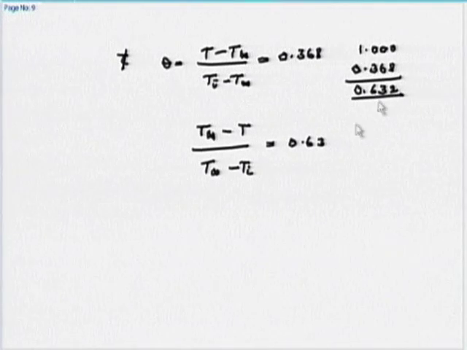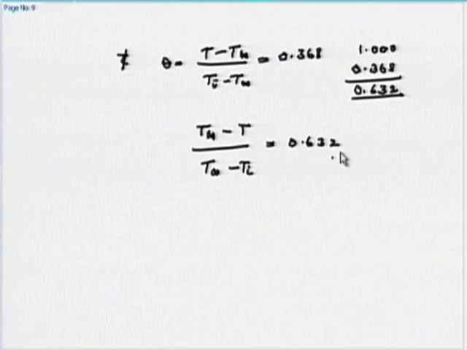0.632. The time required for reaching this ratio, 63%, is the time constant definition. That is what one time constant means, 0.632. So typically it takes 3 to 4 time constants before it can reach the maximum temperature. Fine, so let us get back to our problem.